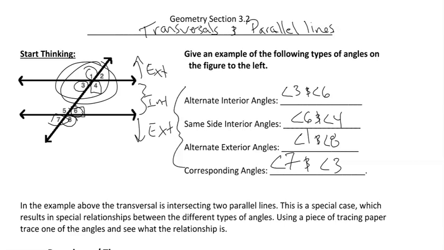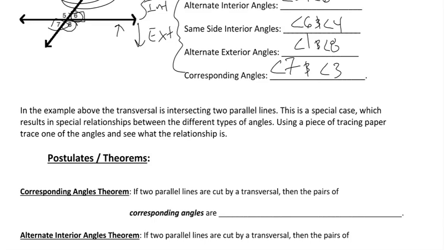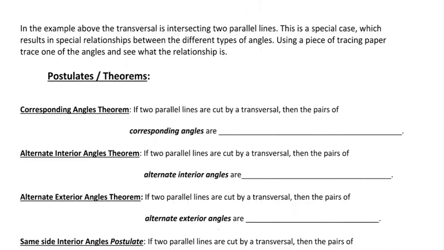So we have these types of angles, whether we have a transversal intersecting any old lines or if they're parallel. Today, we're going to be looking at the specific case where these lines are parallel. You end up with special types of angles. So let's go ahead and move on. In the example above, the transversal intersected two parallel lines. That is the most important thing about today's lesson. They're parallel lines. This is a special case, which results in special relationships between the angles.